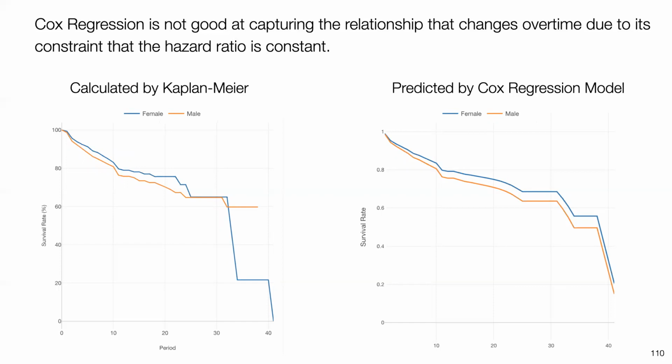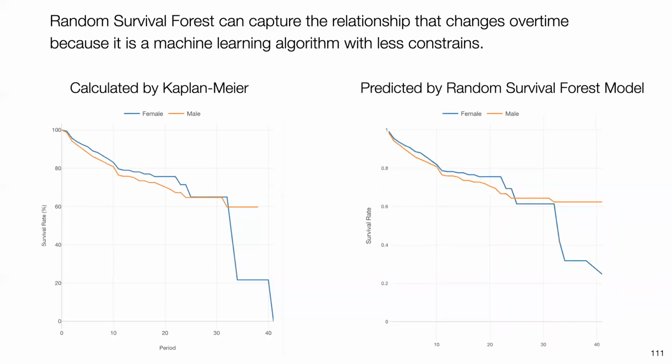So if the actual data doesn't have such a constant, and rarely in the real world do we have such data, it's not good at capturing that type of pattern or relationship that changes over time. But because of the constant, it's easier to explain. And also, one of the points of building a model is to simplify what's happening in the real world. So in a sense, this statistical model can still be useful.